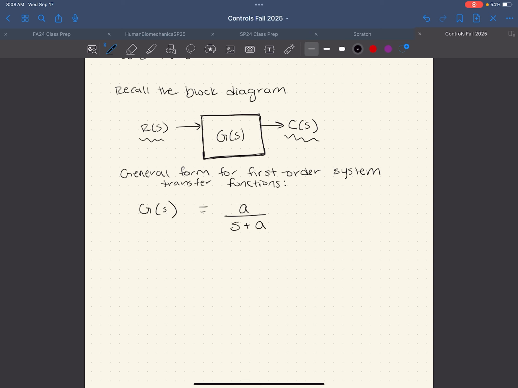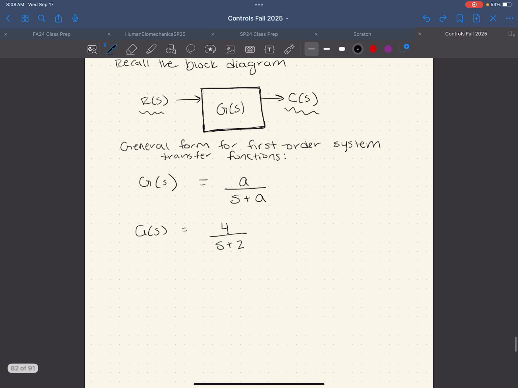Let's look at an example real quick. Let's say we had G of S equal to maybe 4 over S plus 2. So the first thing you might notice is, I don't have the same constant in the numerator as I have in the denominator. Up here there's a 4 and down here there's a 2. So what gives, Dr. Higgins? Is this in the general form or is it not?